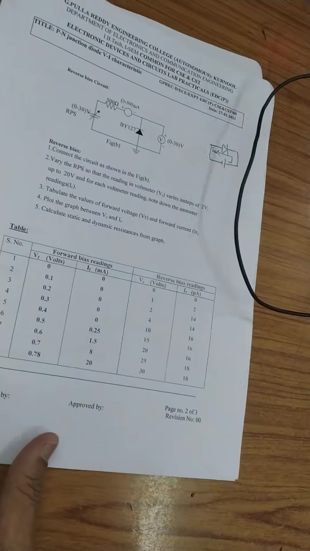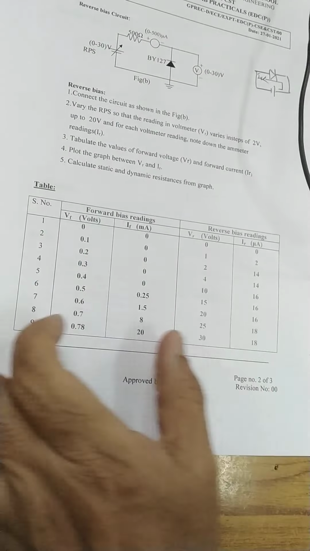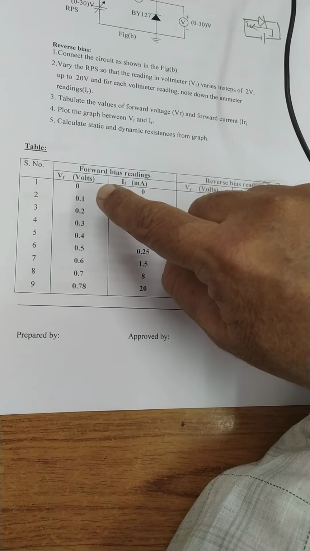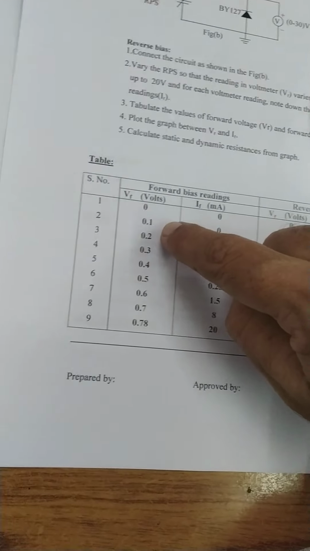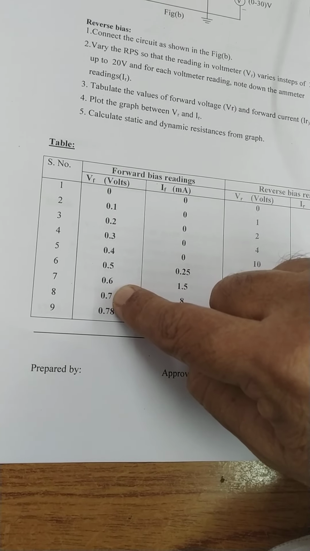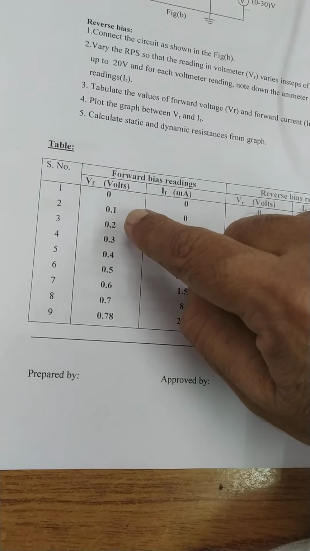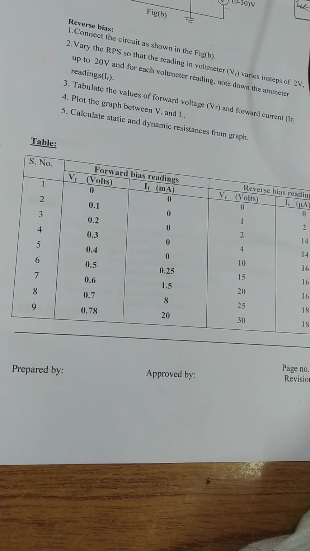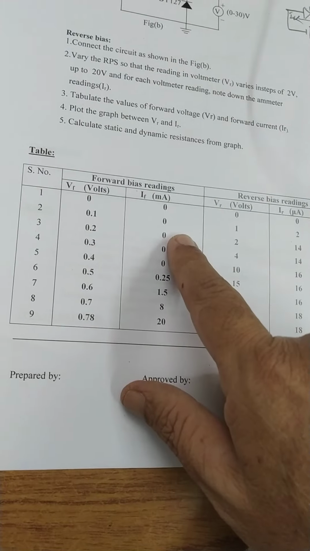So this is the table. These are the forward bias readings, and these are the reverse bias readings. First see the forward bias readings. We have to take the forward bias voltage, that is VF, as 0, 0.1, 0.2, 0.3, 0.4, like this. We have to take an equal number of steps, 0.1, 0.2, 0.3, 0.4, 0.5, like this. For each value of forward voltage, measure the ammeter value.